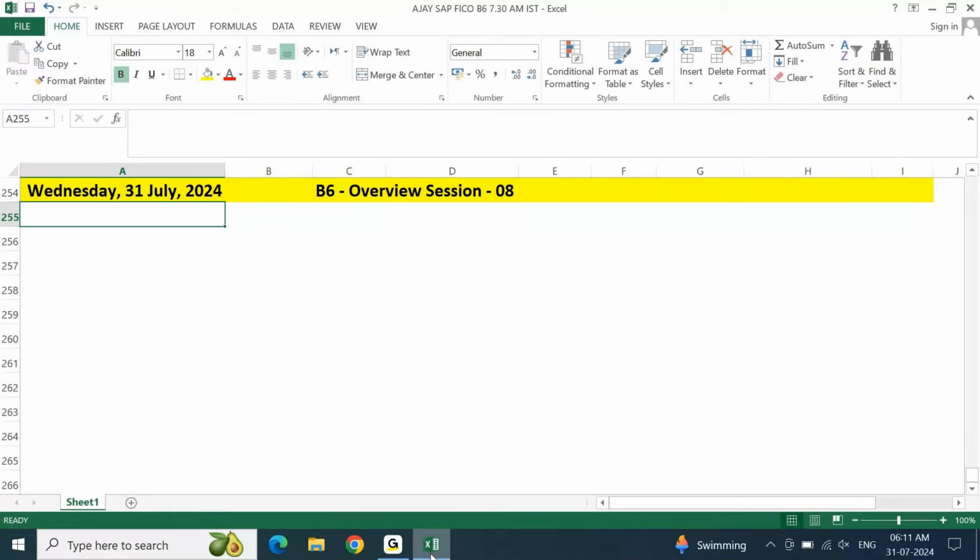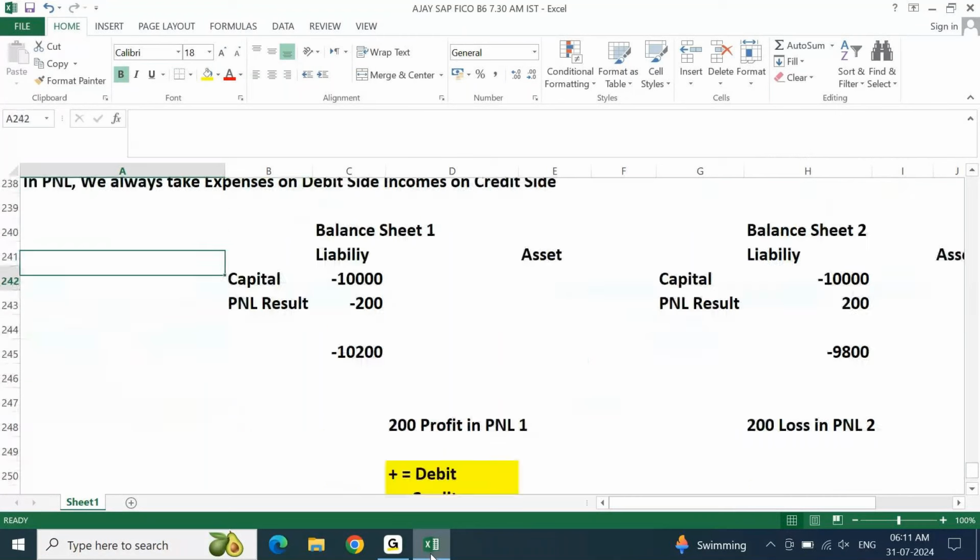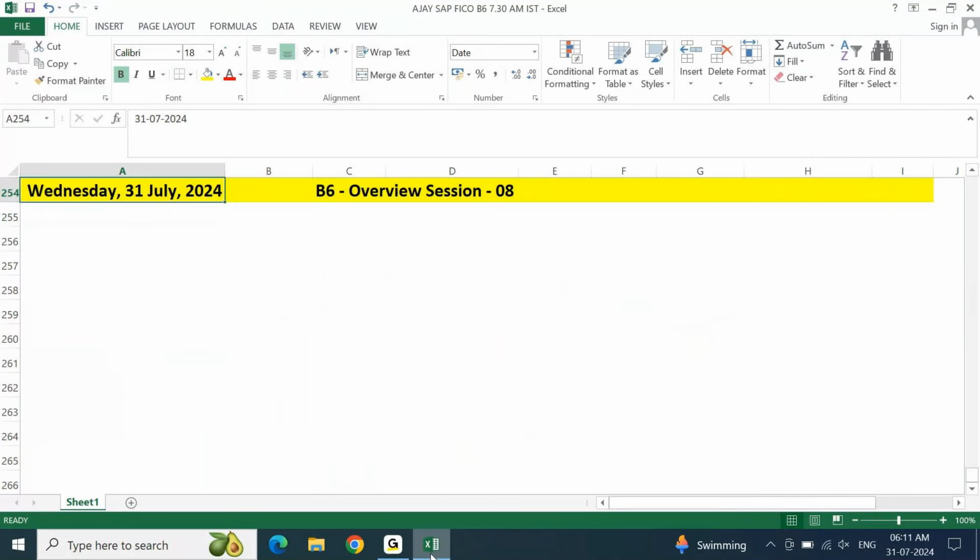In the last session, we were talking about accounting basics or accounting rules. What is P&L? What is balance sheet? How profit is calculated and how this profit or loss is adjusted in the balance sheet we have seen in the last session. Now, let us try to understand basic transactions in different other modules.